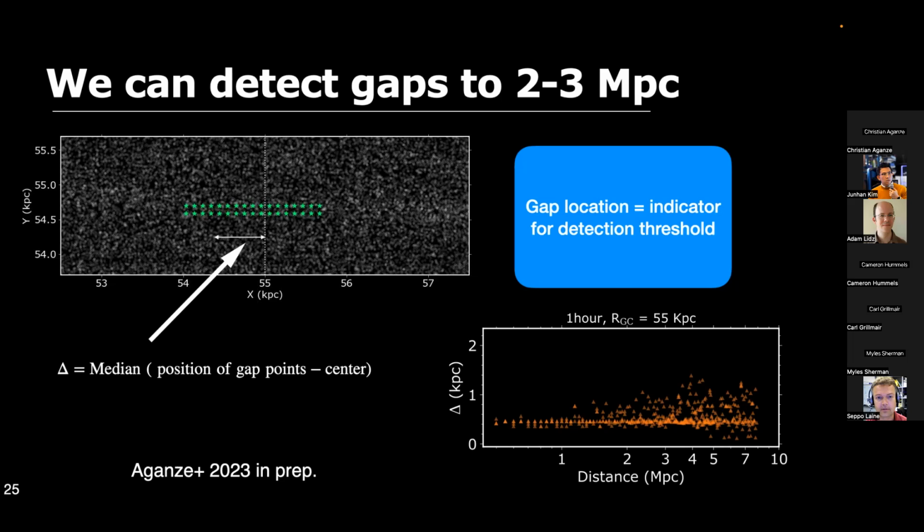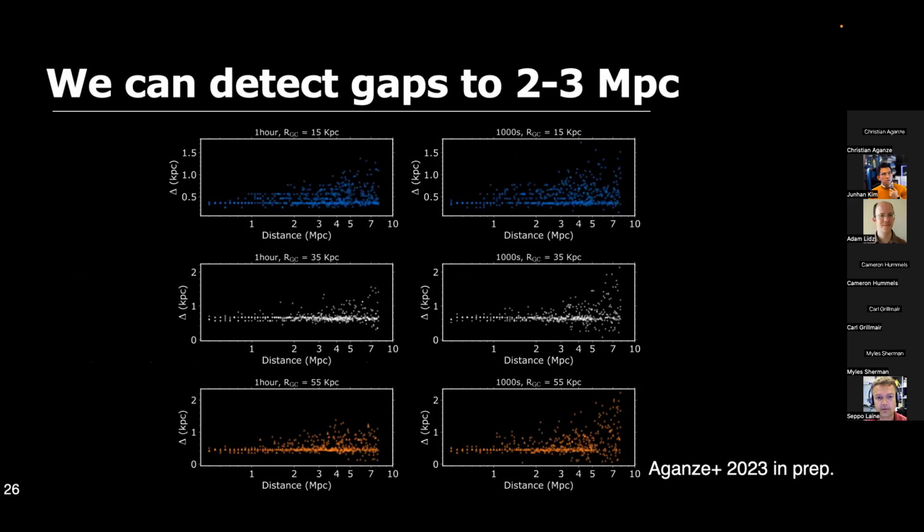Then we can also do the same thing, in this case showing just two different exposures: one hour versus 1,000 seconds, at 15 kpc, 35 kpc, and 55 kpc from the center of Andromeda. So we have Andromeda at different distances, and we're actually moving the galaxy as well. The conclusion from this is that we can probably detect these gaps within 2 or 3 megaparsec. We would definitely detect them in Andromeda, but we should be able to detect them within the 2 megaparsec volume.